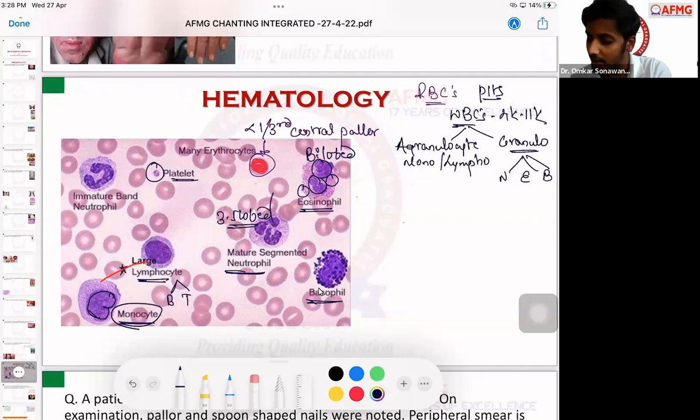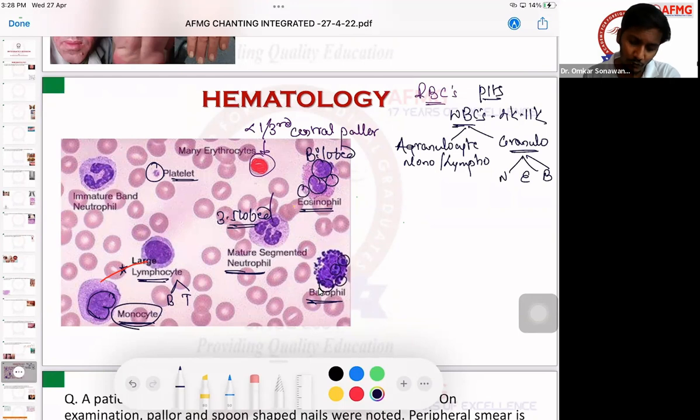So how to differentiate? In a lymphocyte, you can see there is no presence of any granules. So if granules are absent, it is more likely to be a lymphocyte. And if with a large nucleus, granules are present throughout the cell, even covering the nucleus, this is known as the basophil.